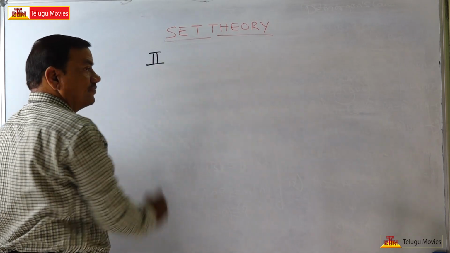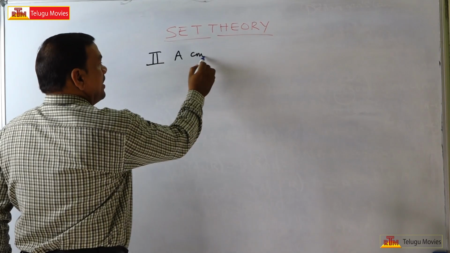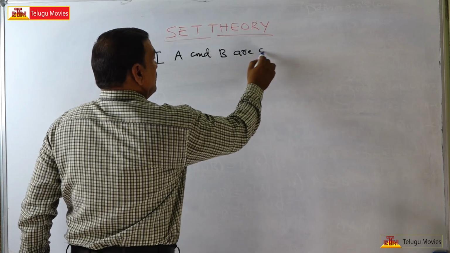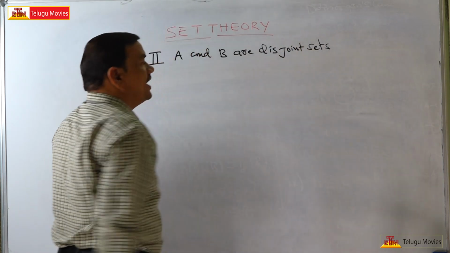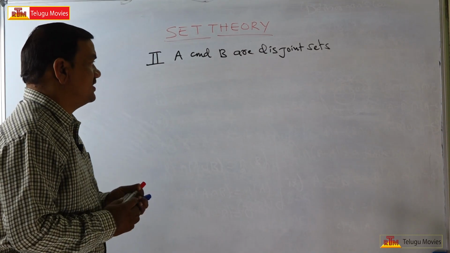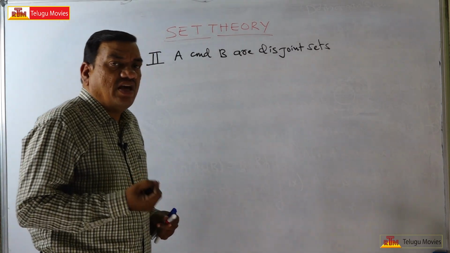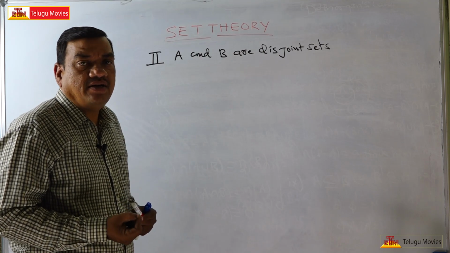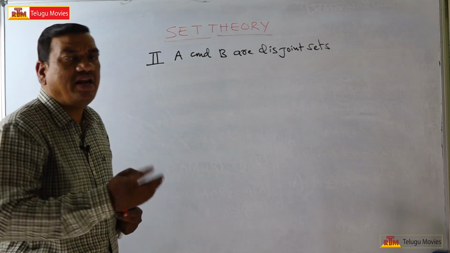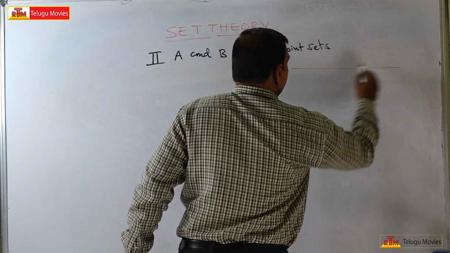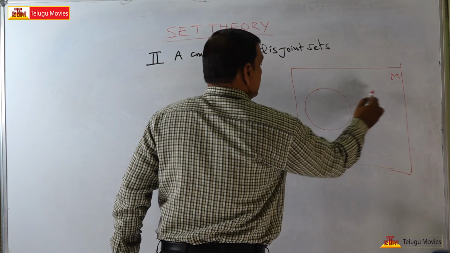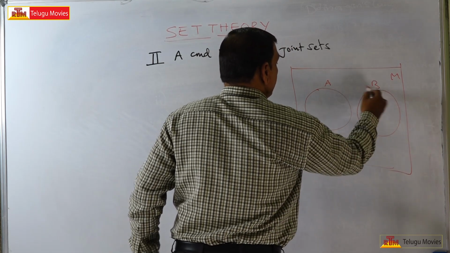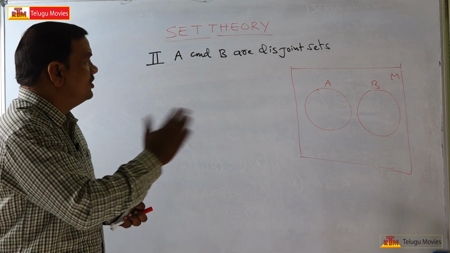Second concept is, when A and B are disjoint sets. Let us see that. Disjoint sets means there won't be any common element belonging to both A and B. For example, this is a universal set, this is A and B. So this is called disjoint sets.